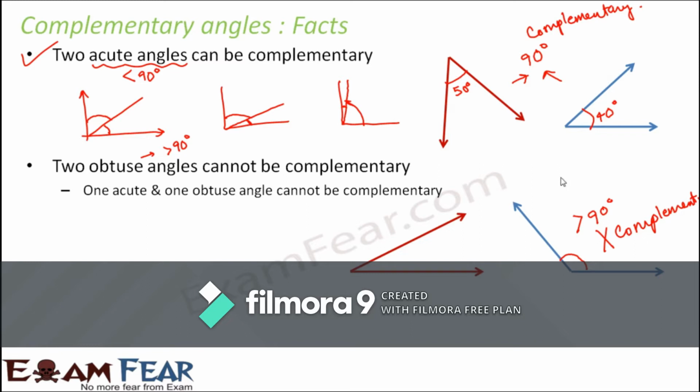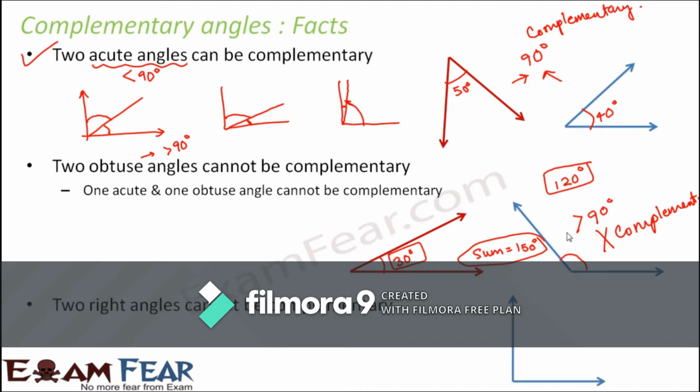So let me take an example. Let's say the value of this angle is 120 degrees, which is an obtuse angle, and the value of this one is 30 degrees, which is an acute angle. So when you try to find the sum, it would be 120 plus 30, which is 150 degrees. So do you think it is 90? No. And it is actually not feasible because one value is itself greater than 90. So how can the sum be equal to 90? So an obtuse angle cannot be complementary.